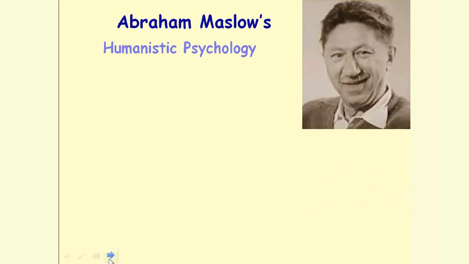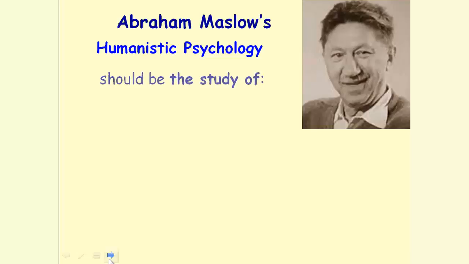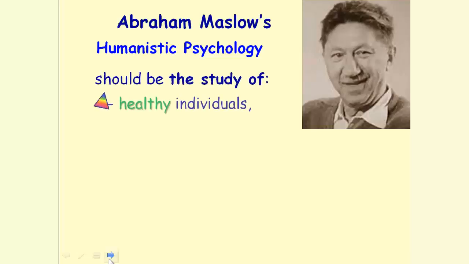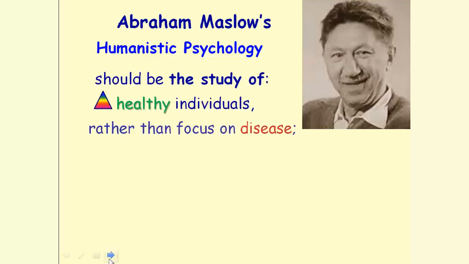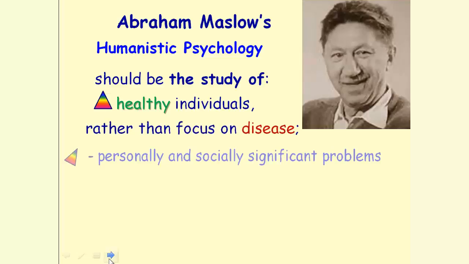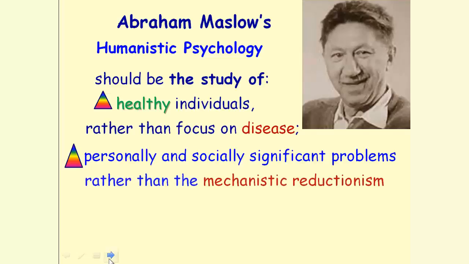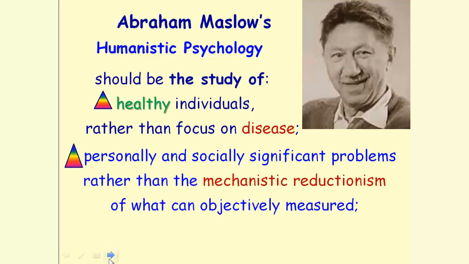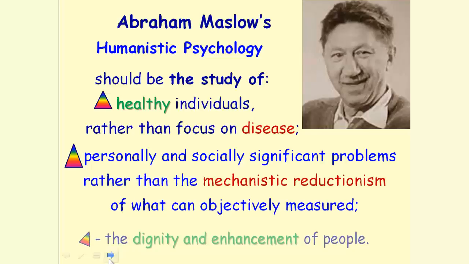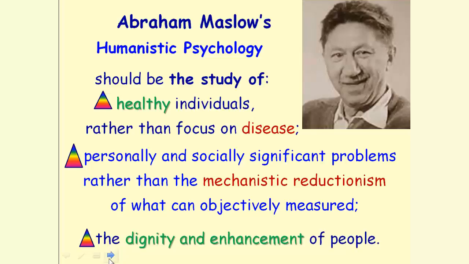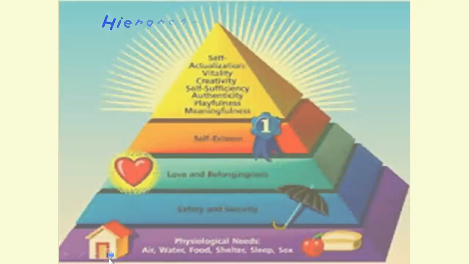Abraham Maslow said that humanistic psychology should be the study of healthy individuals rather than to study disorder and disease. He said that personally and socially significant problems should be the focus of study rather than the mechanistic reductionism of what can be objectively measured. He is probably referring to behaviorism here. Maslow believed that the major concern of psychology should be the dignity and the enhancement of people.